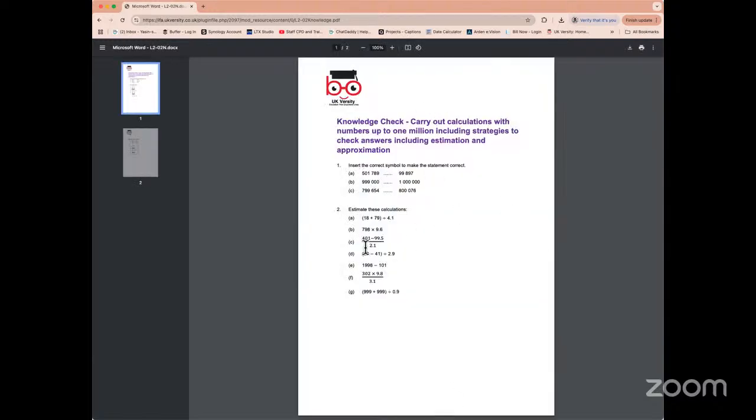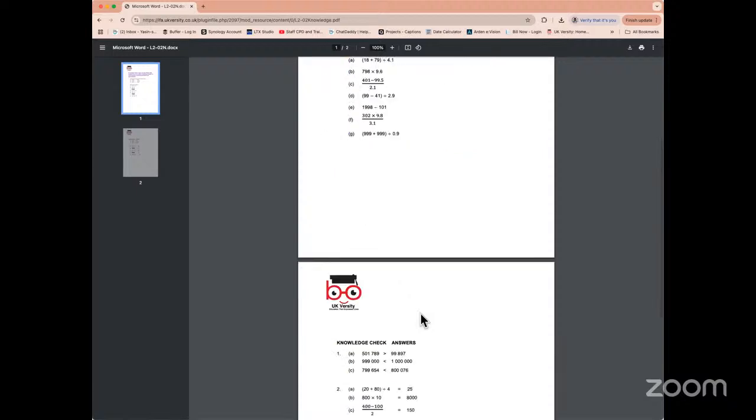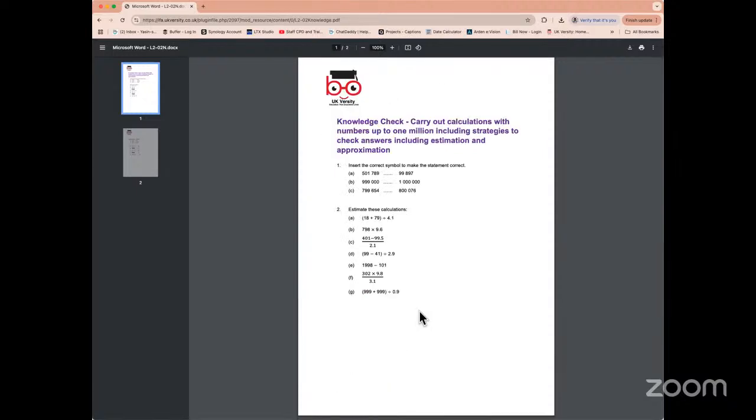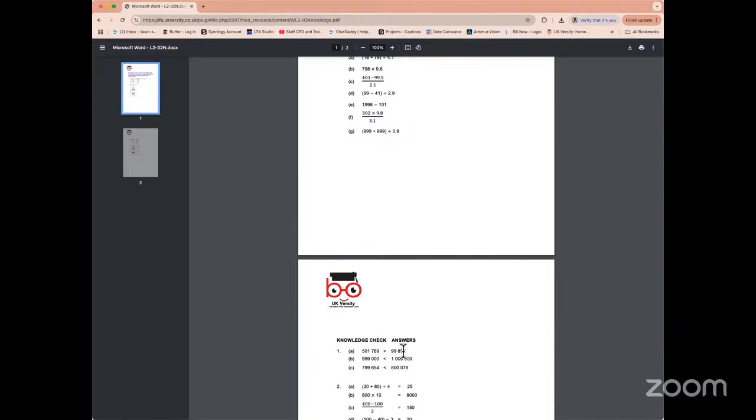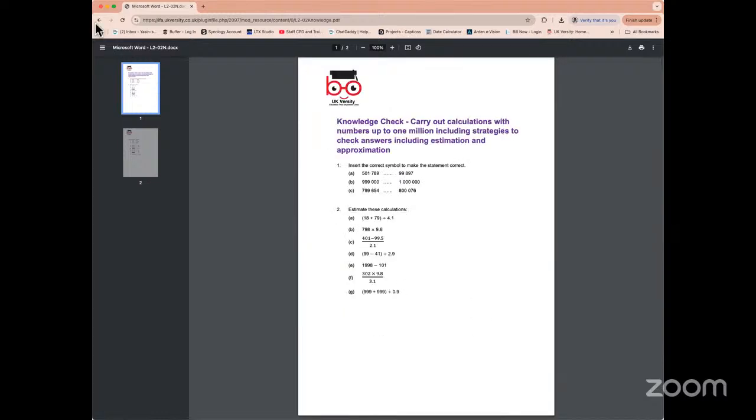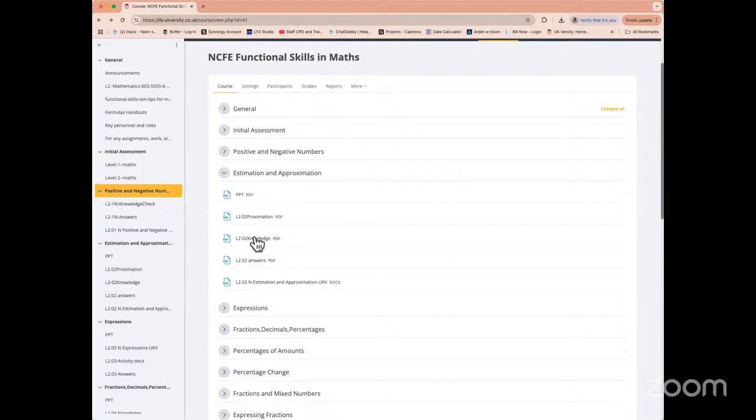The first page has certain questions and the answers are on the second page, so you can check whether you're able to understand this and do it correctly. In this one, you have to apply the symbol whether 501,789 is greater than or lesser than 99,897. So this is great: this number is greater than this number. You can also go back and check the answers which are given at the bottom of the second page. So these are 2 particular exercises that I've asked you to do.